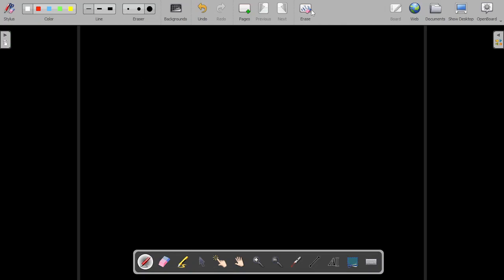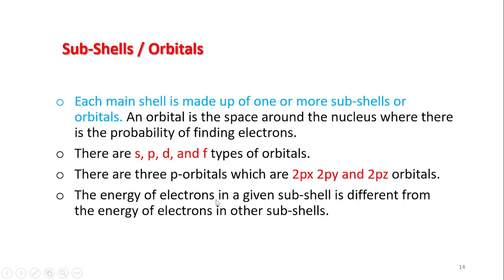So now let's proceed. Now let's look at subshells or orbitals. What do we refer to as subshells or orbitals? Each main shell is made up of one or more subshells or suborbitals. An orbital is a space around the nucleus where there is a probability of finding electrons. We need to know that there are S, P, D, and F types of orbitals.